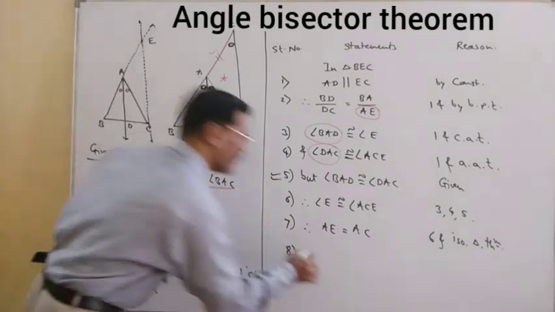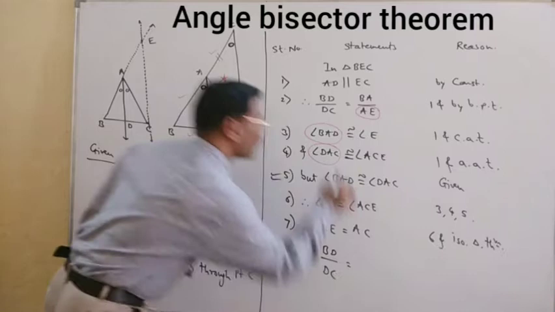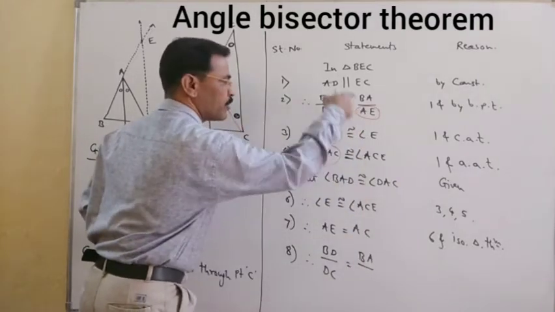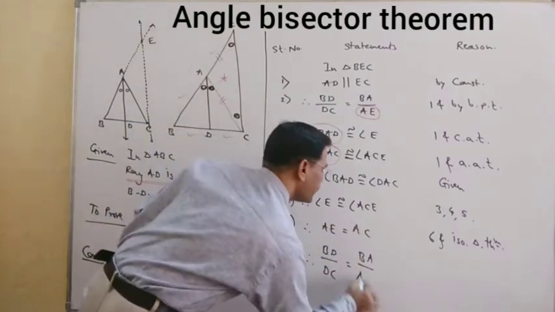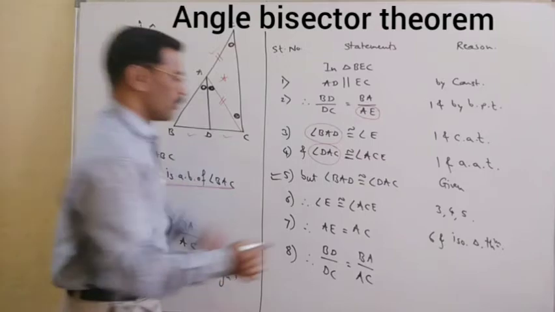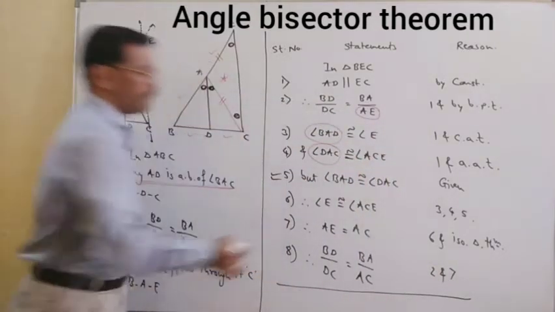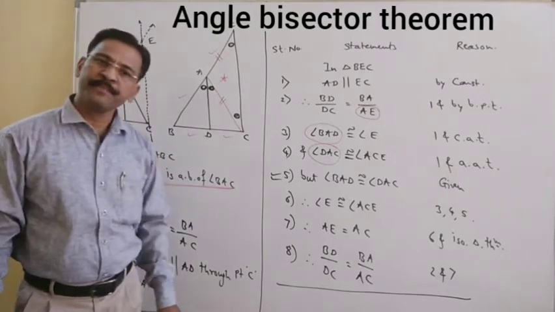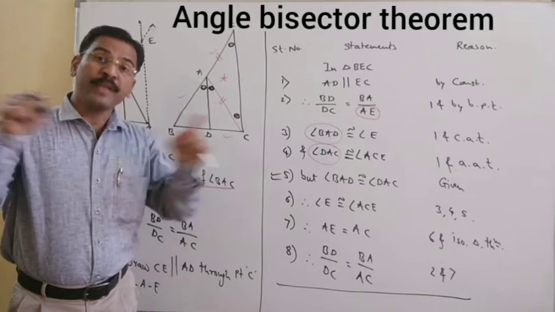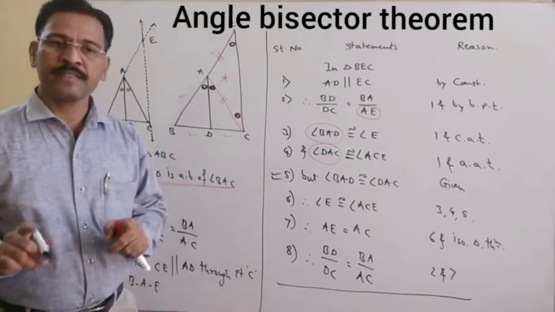We'll write. Therefore, BD upon DC is equal to BA upon, don't write now AE because AE is equal to AC. Replace AE by AC by using 7th step. So from 2nd and 7th step, the proof will be completed. Understand? This is one of the very, very important properties. So many examples depend upon this property. Okay, friends, we'll apply this.